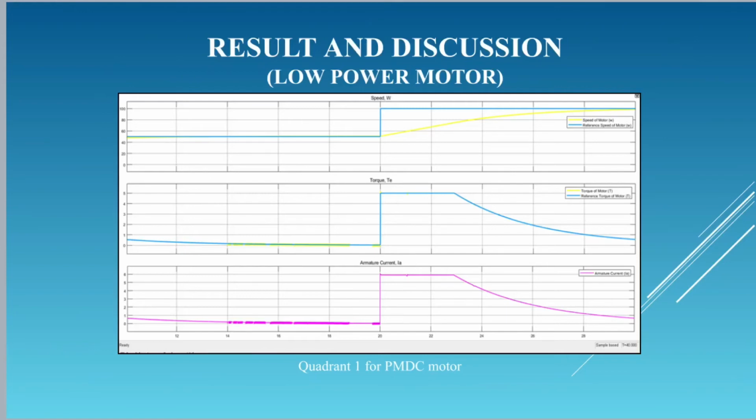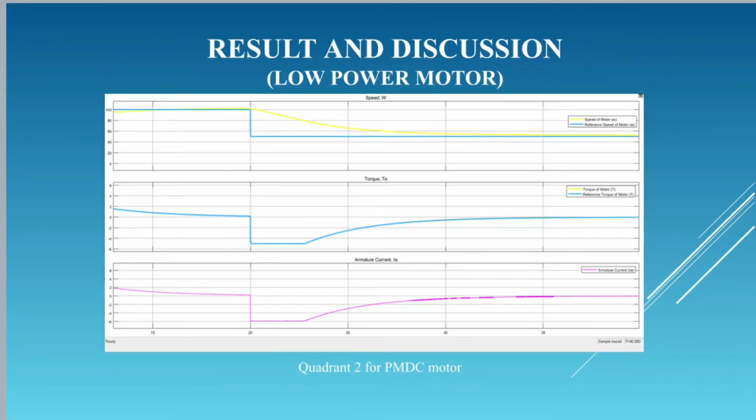Armature current remains constant and is directly proportional to the torque of the motor. So the speed of the motor remains constant while the torque becomes zero. This figure explains both the speed and torque of the motor in quadrant 2. The PMDC motor operates in the forward braking region within this quadrant. Torque of the motor brakes the forward rotation of the motor before the reversing motor mode begins.